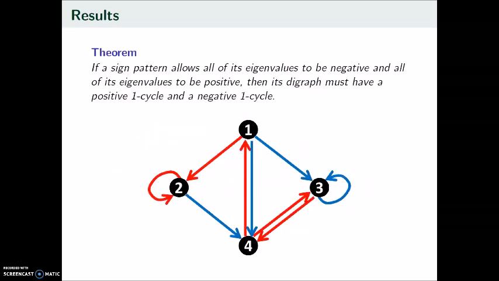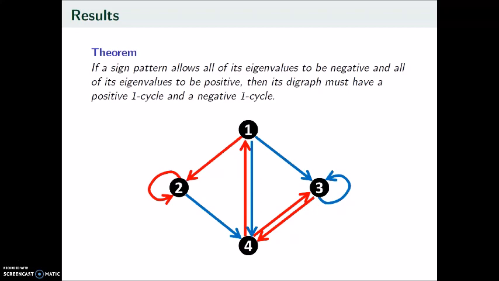Okay, now let's get into some things that I was able to prove over this summer. The first theorem I'd like to talk about is this one. If we have a sign pattern that allows all of its eigenvalues to be negative in one case, if I choose certain values, and it allows all of its eigenvalues to be positive in some other case, then the digraph of that sign pattern must have a positive one cycle and a negative one cycle.